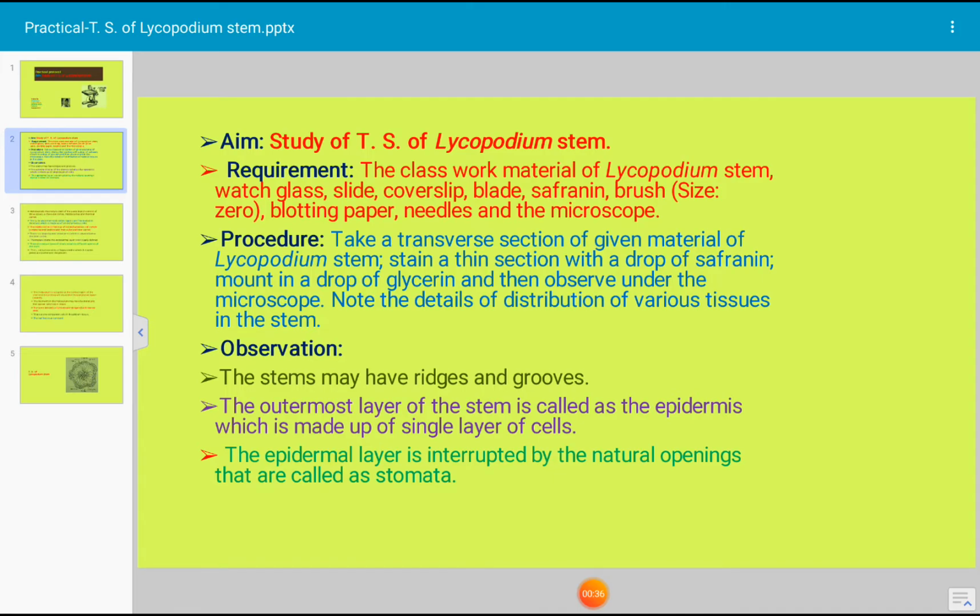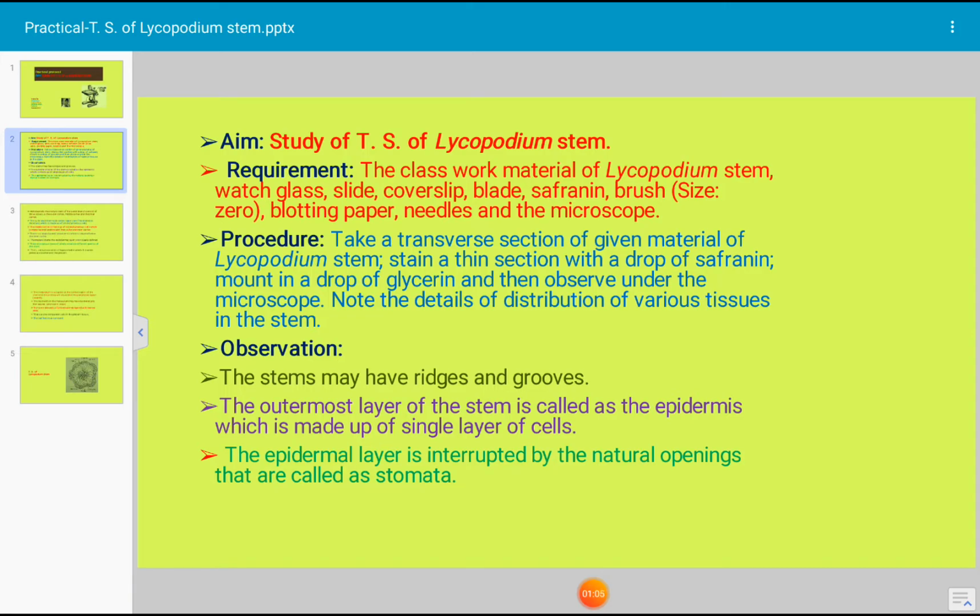And in the procedure, what do we have to do? We have to take a very thin transverse section of the given material of Lycopodium stem, and that section we have to dip in a drop of safranin, and then remove it from that, and mount that section in a drop of glycerin. This is a temporary slide preparation. Then we have to observe the slide under the microscope and note all the details of the internal structure of the stem of Lycopodium.